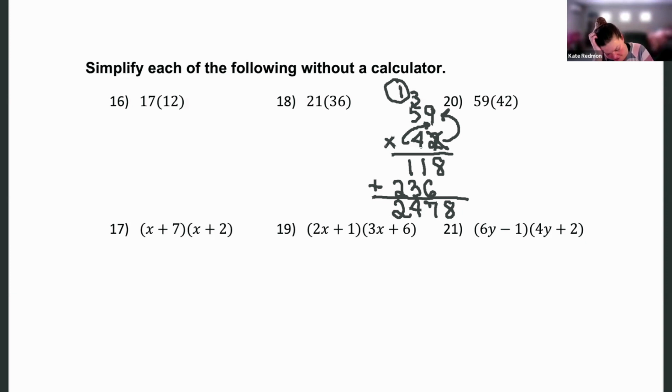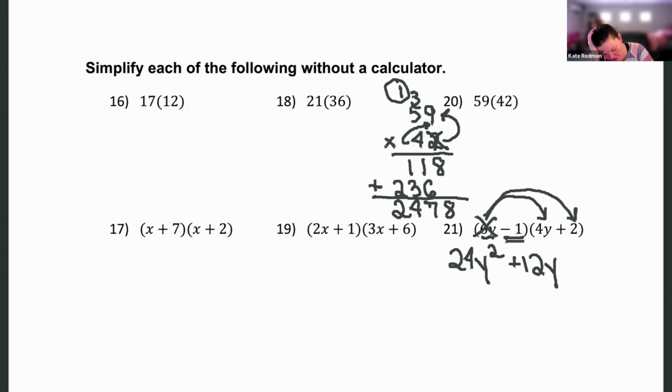Now let's compare that to 21. The quantity of 6y minus 1 times the quantity of 4y plus 2. I'll start with the first term and pass it out to the next grouping. So 6y times 4y, 6 times 4 is 24, and y times y is y squared. 6y times positive 2, well, 6 times positive 2 is positive 12, and just shove a y on the backside to say it's multiplying. I'm done passing out 6y.